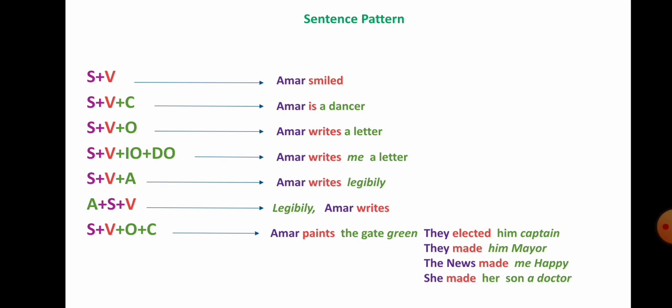Here the doctor and her son refer to the same person. So don't get confused with the objective or subjective pronoun. Here the doctor, she is not the doctor, but her son is a doctor. So here the sentence pattern is SVOC.